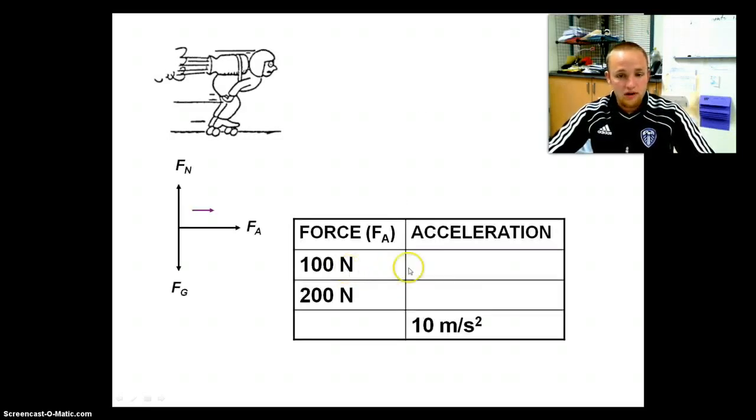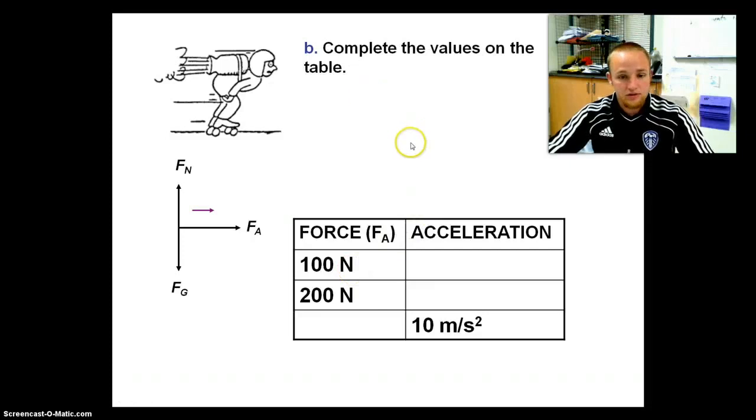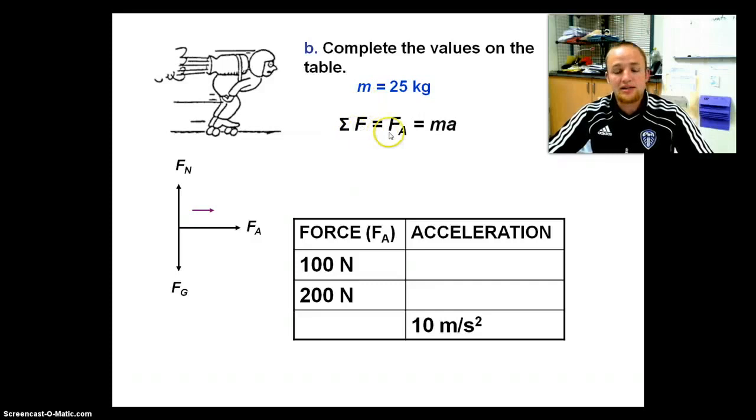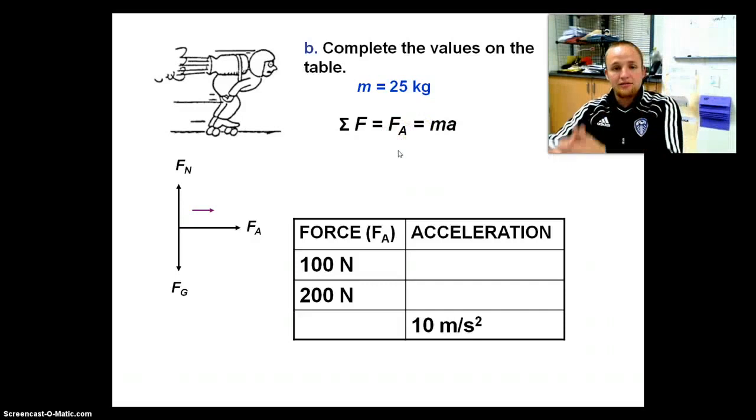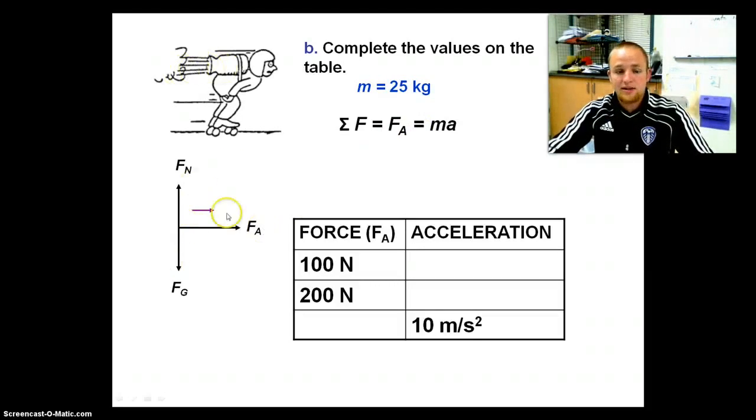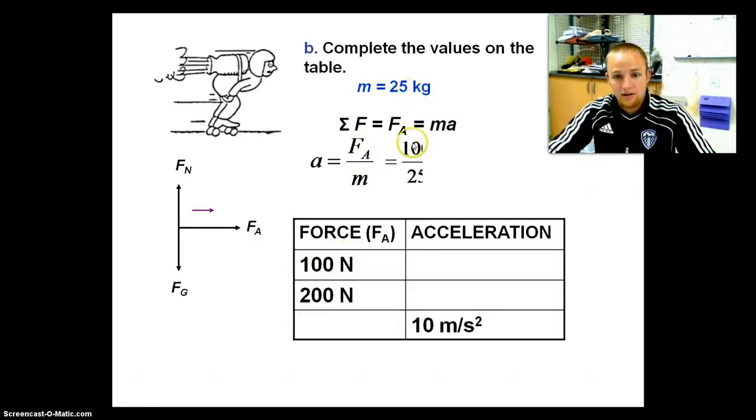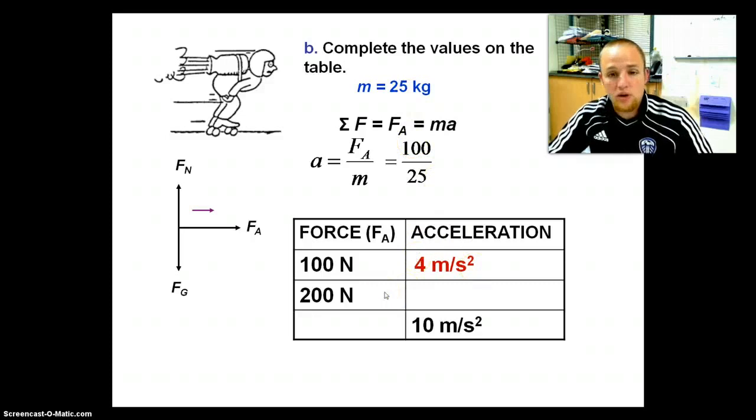So what we're going to do now is figure out the acceleration if we have a 100 newton force. First thing we do is complete our values. So our mass is 25. Our force is equal to mass times acceleration. The sum of my forces, the only force that I have, is my applied force, the force of thrust to the right. So what's my mass? 25. What's my acceleration? We have a force of 100 newtons, so our acceleration is our force applied divided by our mass, so 100 divided by 25 gives me 4 meters per second squared.